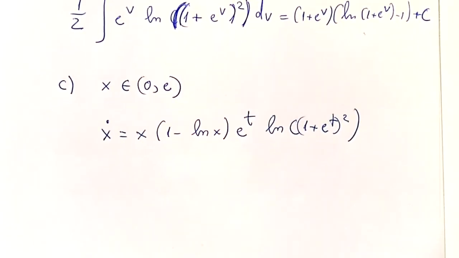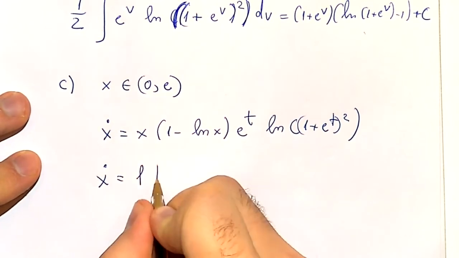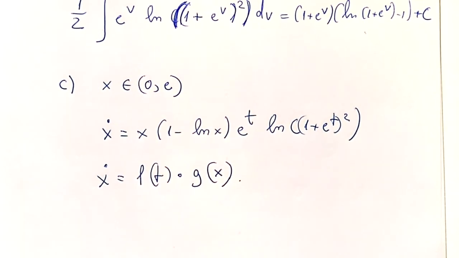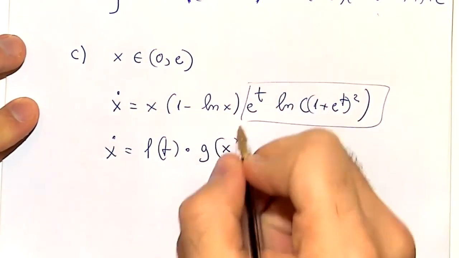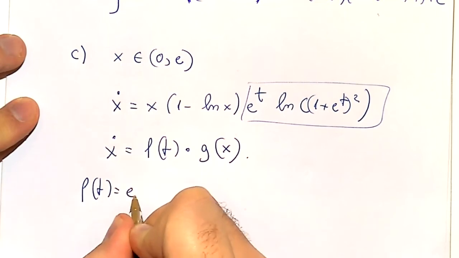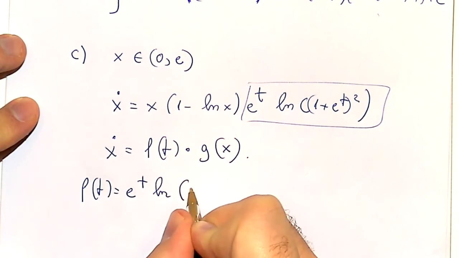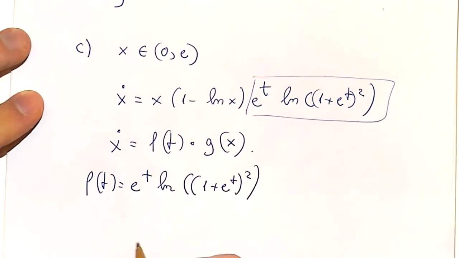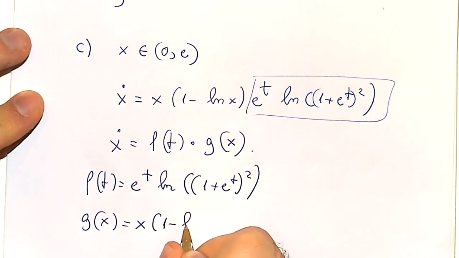First step, take a deep breath. Don't panic. It looks absolutely ugly, but you know, x dot is equal to f of t multiplied by g of x. This is all you know, so this is what you do. You identify, and you get f of t is equal to e to the power of t log of double parentheses 1 plus e^t squared, everything here. And g of x is equal to x times (1 minus log of x).